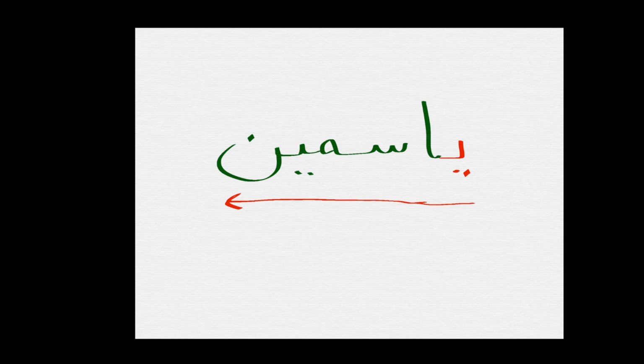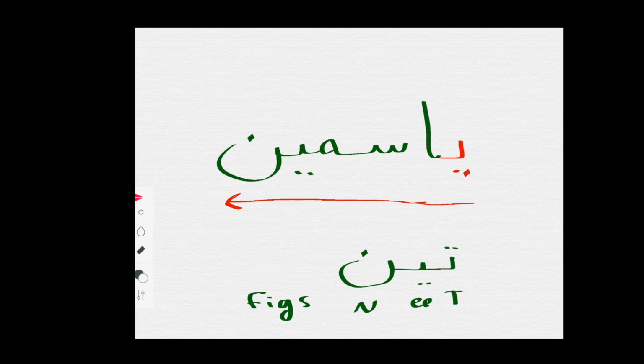If you have a look at another word, Ta with two dots on the top, and Ya with two dots underneath, and Nun. And you'd read it "ta", "ya", "n", "teen", which means figs, "teen".